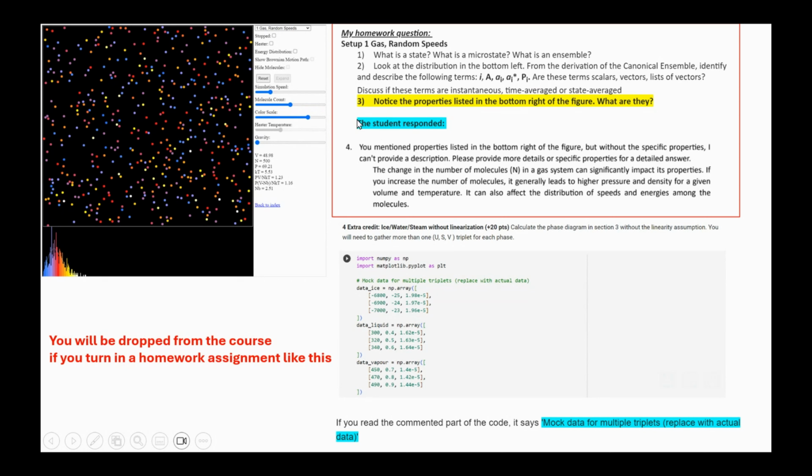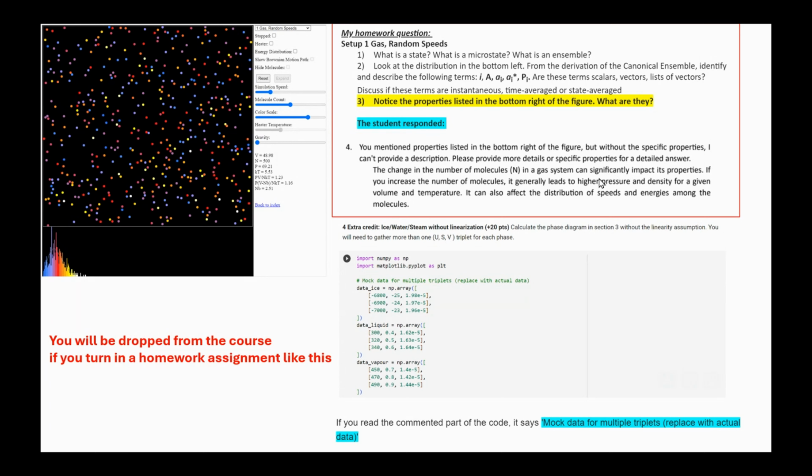The student's response said, "You mentioned properties listed in the bottom right of the figure, but without the specific properties, I can't provide a description." Oh my God. "Please provide more details or specific properties for a detailed answer." So not only did the student copy the question directly into ChatGPT and provide the answer, they didn't even read what came out of it. They just copy pasted it in there.